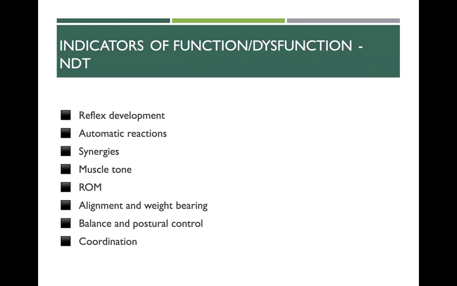So some more indicators of function and dysfunction for the NDT. We're looking at overall reflex development. So are the reflexes appropriately emerged or integrated, and they're evaluated throughout observation. Then we're looking at automatic reactions. So even if they have automatic reactions, what is the quality of that automatic reaction is what we're asking. This is also evaluated through observation of the quality of movement that your patient's giving you.